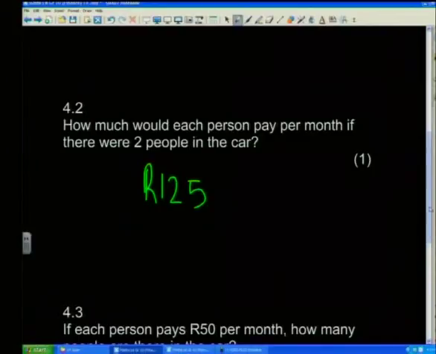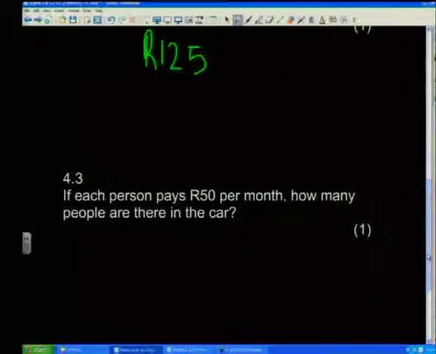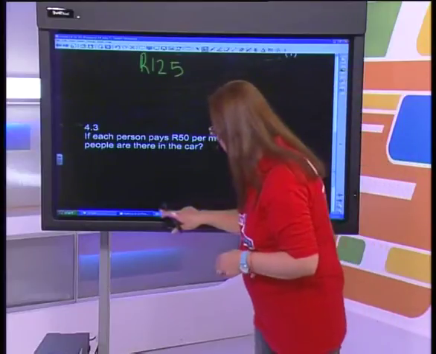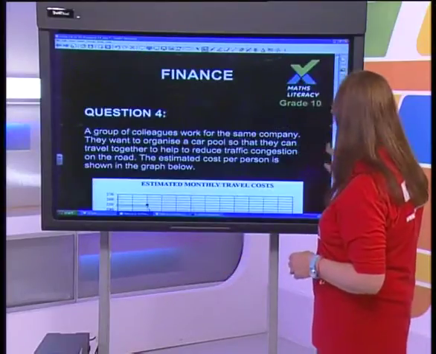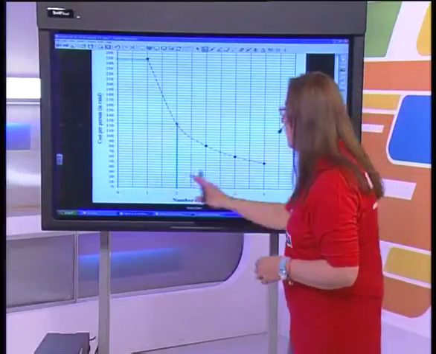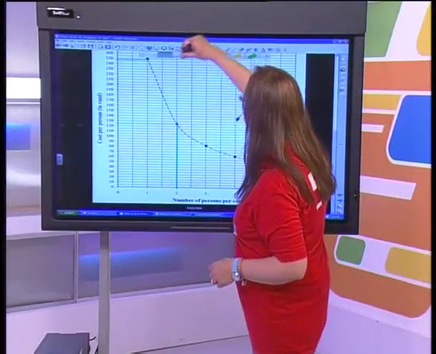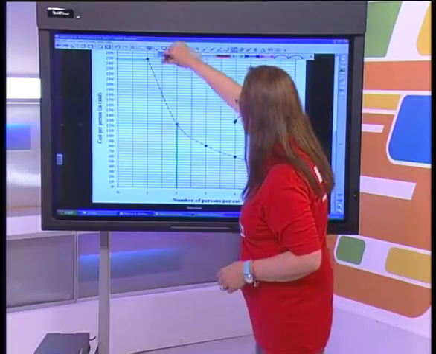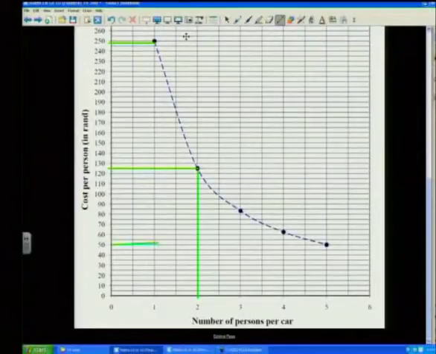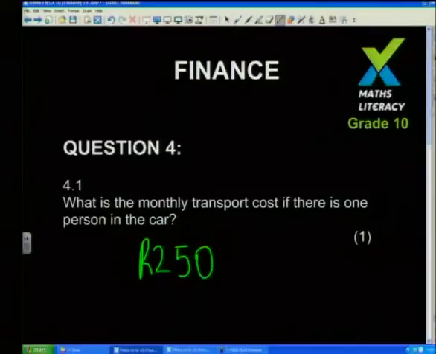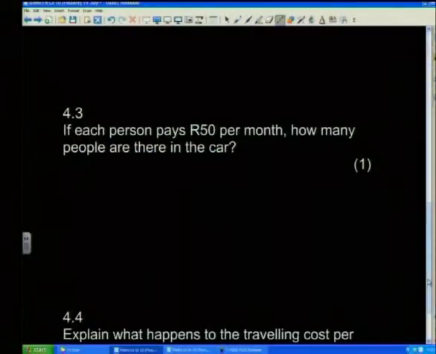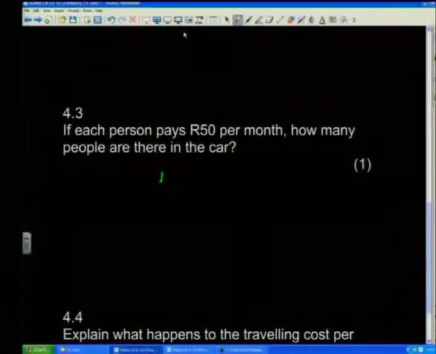If each person pays 50 Rand per month, how many people are there in the car? Now we're reading this, and I think after this we can probably call it a day. So 50 Rand, we found 50 Rand on our graph. Let's use that, a lot easier. From 50 Rand, we draw a line across to our graph, and from that we draw a line going down, and you can see that it's 5 people. So how much does it cost? It costs us 50 Rand. It was for 5 people.